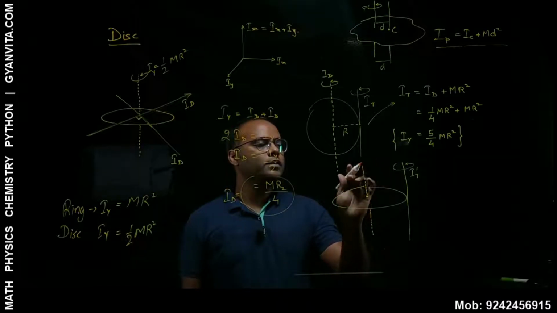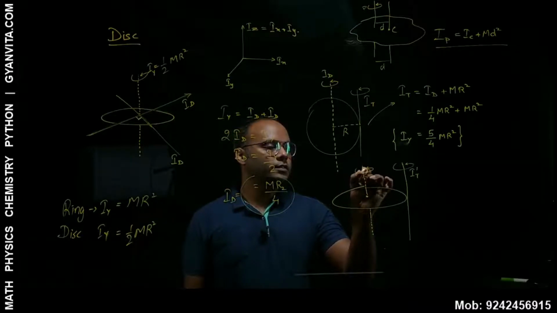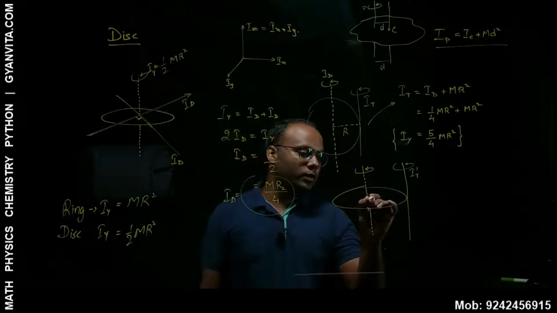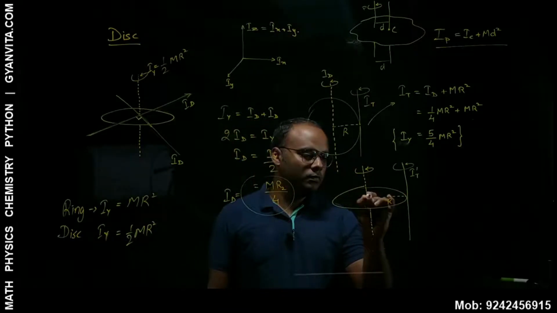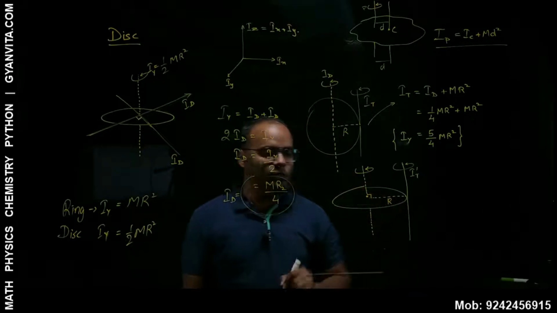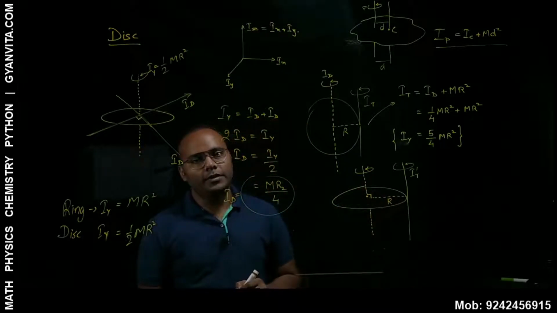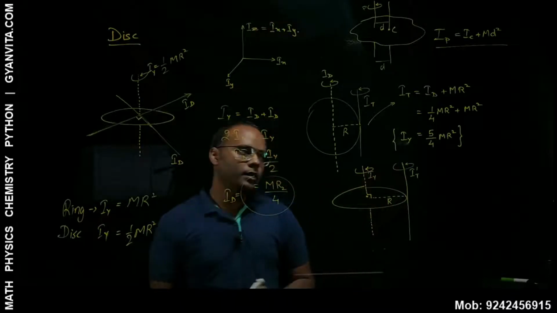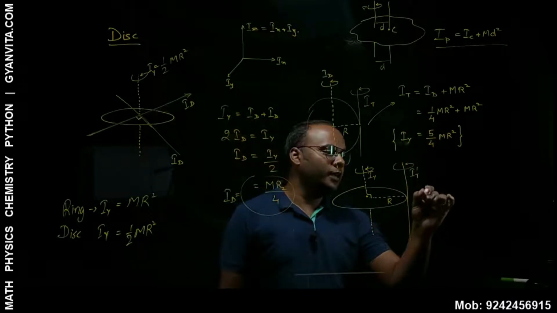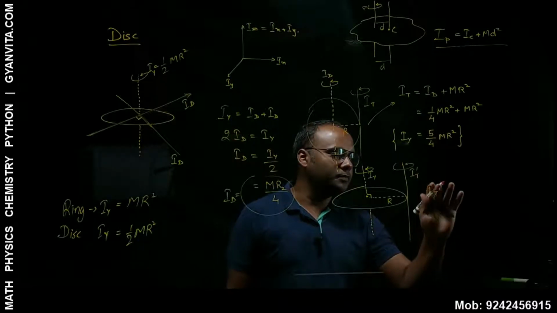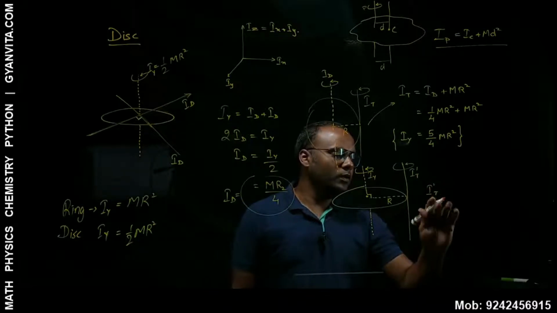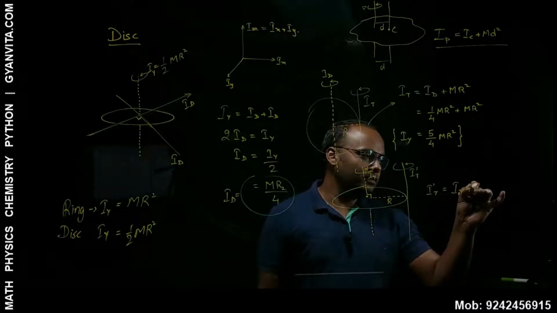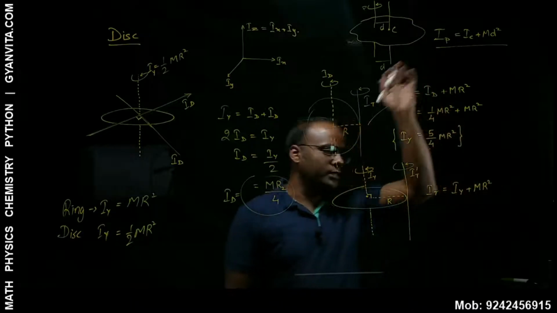This is the main axis, which is also perpendicular to the plane of the disk. So here what is this moment of inertia? This is actually Iy. Now, similarly, if I have to find IT dash here, what will that be? That will be nothing but Iy plus mr square, just like we have done earlier.